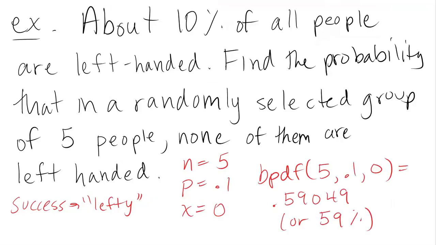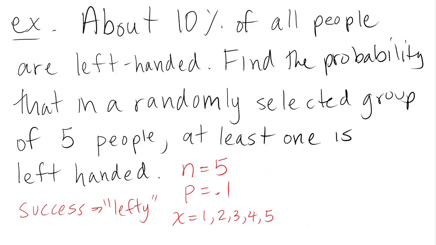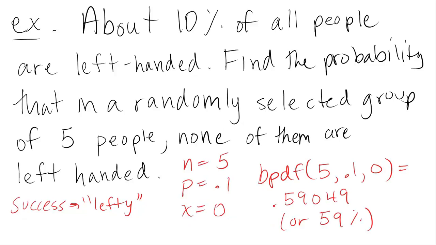The previous example found the probability that none of them were left-handed, and now we want the probability that at least one is left-handed. Those are complementary events. The complement of at least one is none. This event is the complement to the previous event, so we just want to subtract. It's just 1 minus the previous probability. So rather than doing all of that work, we can just find the probability of 0 successes and then subtract from 1. Well, we found the probability of 0 successes in the previous example.